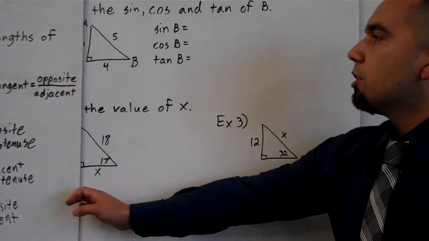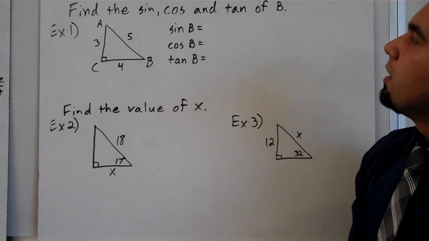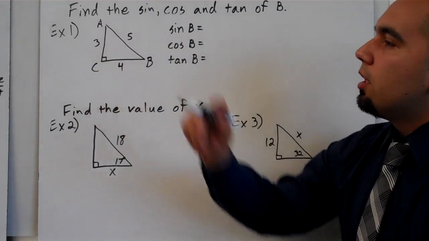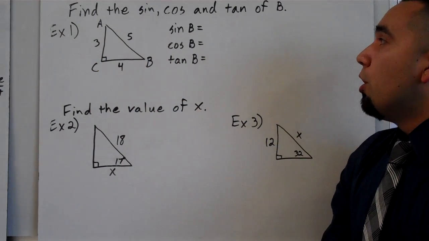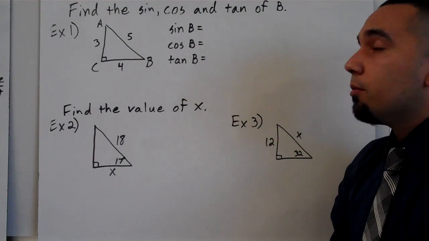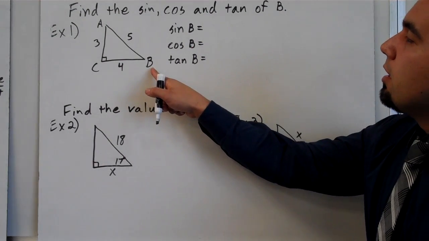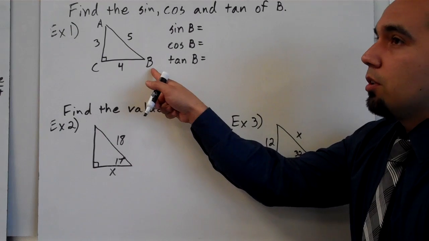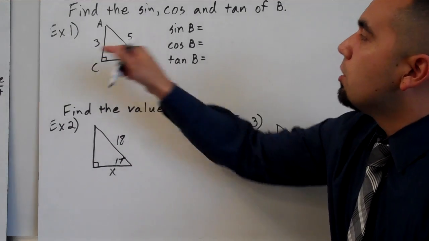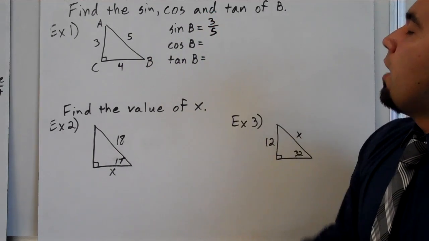Okay, so let's look at some other types of problems that we could possibly come into. The first one just says find the sine, cosine, and tangent of B. So again, here I am at B, but instead of those letters, now we have actual numbers. All I'm basically asking you to do is plug in your numbers and see what you get. So the sine of B. B is right here. Remember SOHCAHTOA, sine is opposite over hypotenuse, and the opposite from B is the opposite side, which is 3, and the hypotenuse is 5.